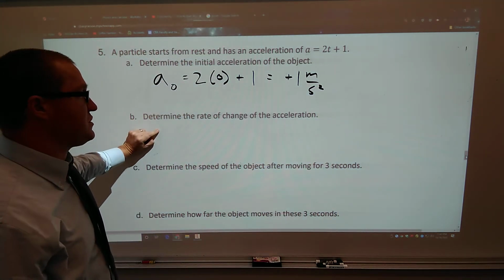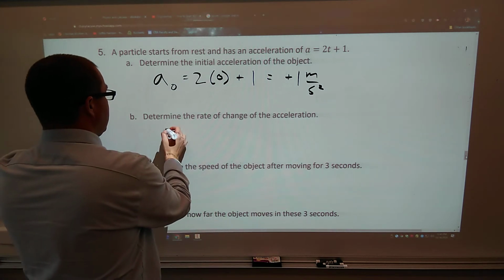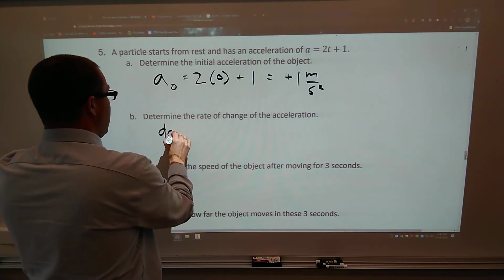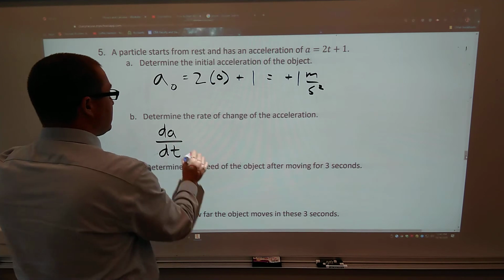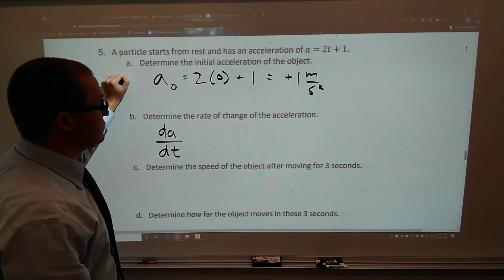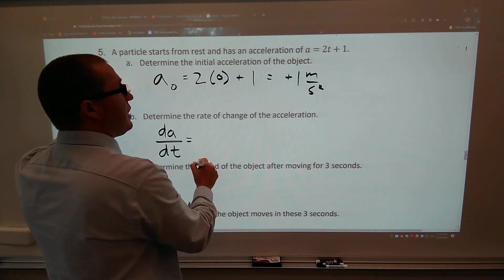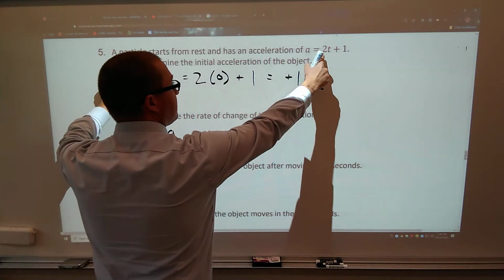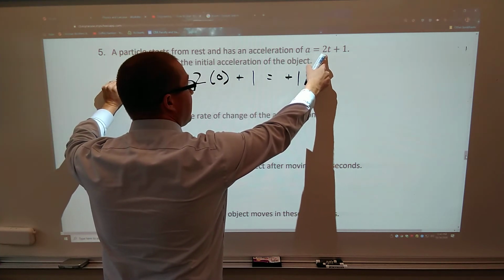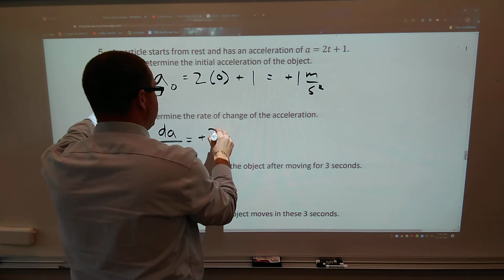Determine the rate of change of acceleration. Rate of change of acceleration is dA/dt. It's the derivative of the acceleration. The rate of change of the acceleration. So let's take the derivative of that function. It would be, derivative of that, t disappears, it's simply positive 2.